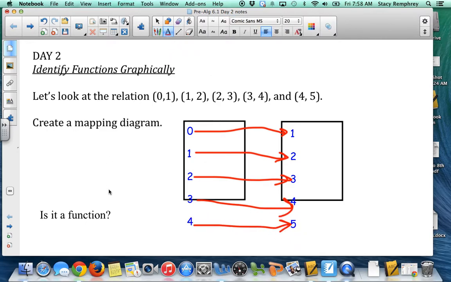So the question, is this a function? The answer is yes. And that's because each of the inputs, each of the ones in the input column, only have one line coming off. They only map to one number.